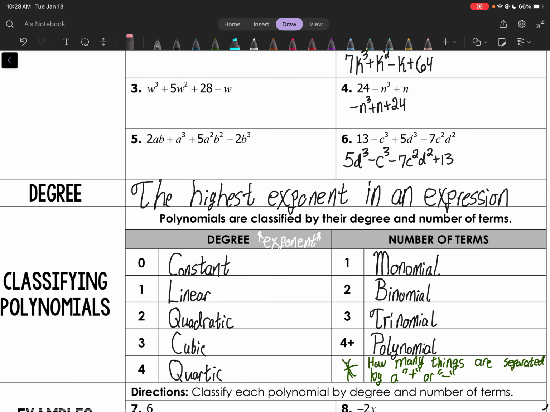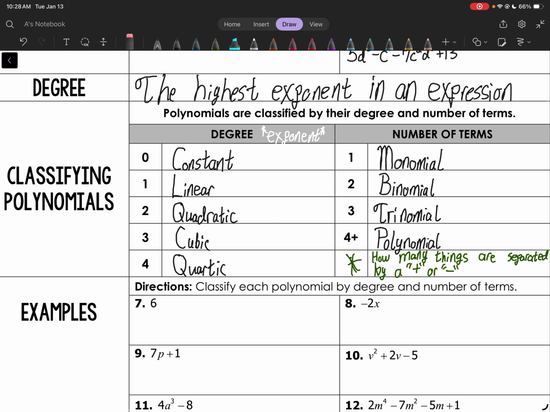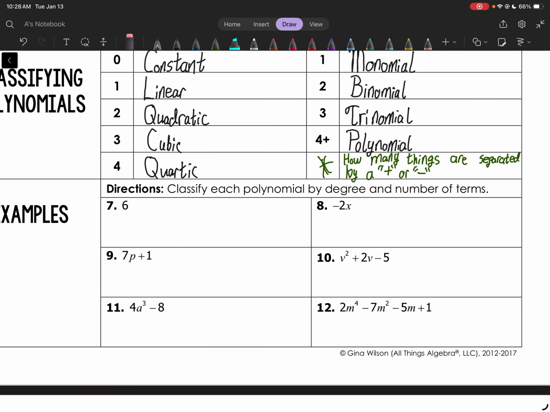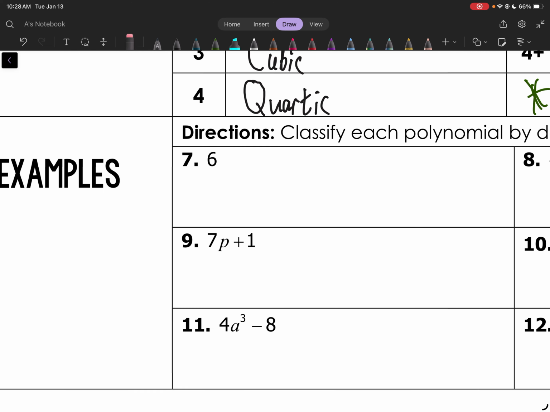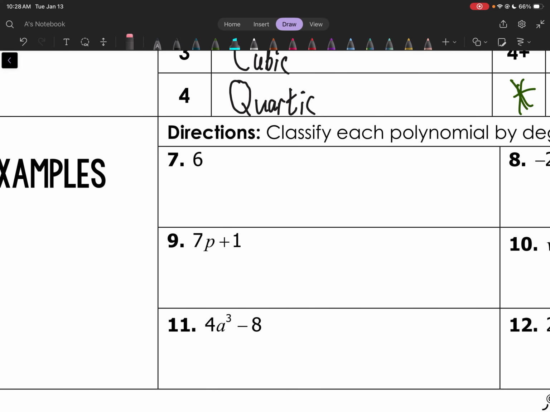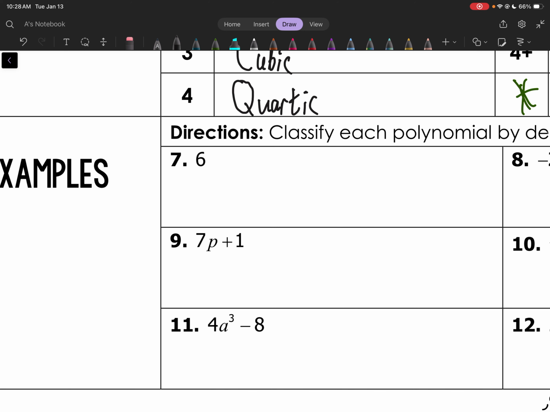Your degree is the highest exponent in an expression. So those are the ways you can identify them. Now let's try it. Number 7 is 6. I have a degree of 1.